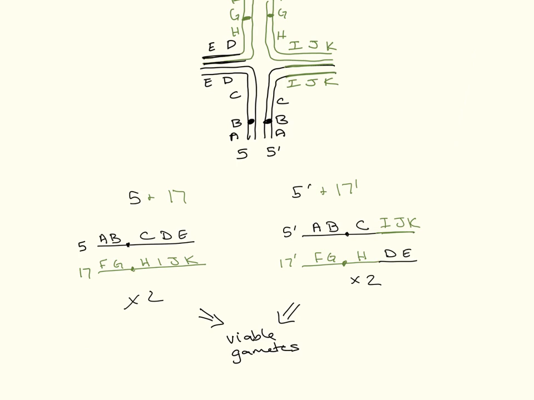So I just walked you through all of this, assuming that there is no crossing over. But what do you think would happen if there was crossing over during prophase 1? Would you get more or less viable gametes? Try that for yourself and see what you come up with, and I will see you in class.